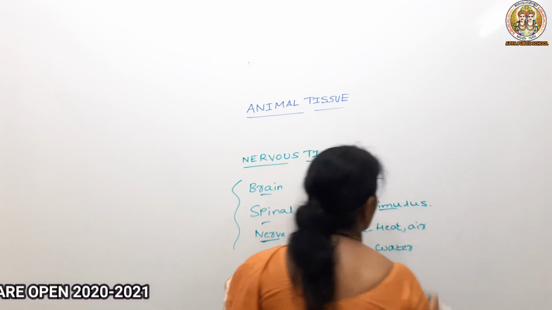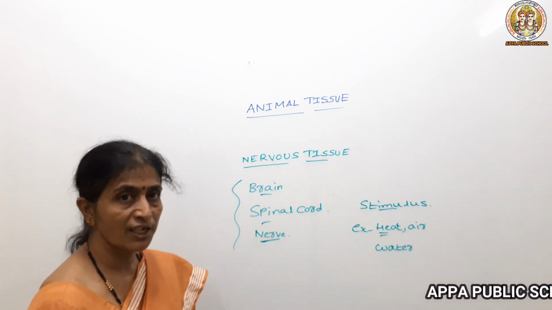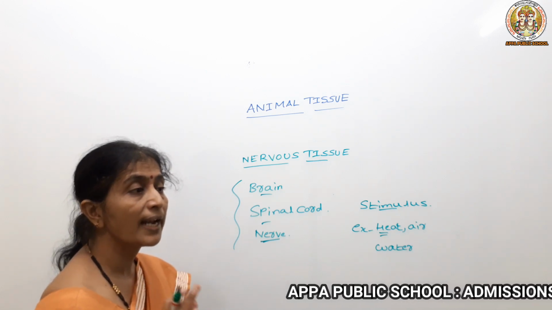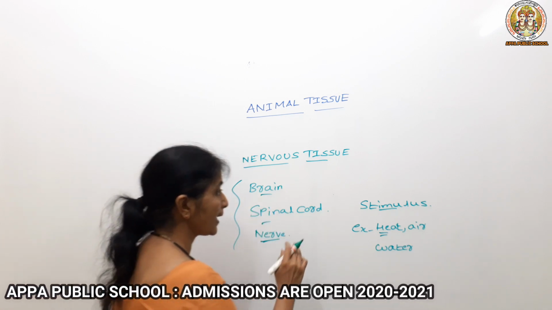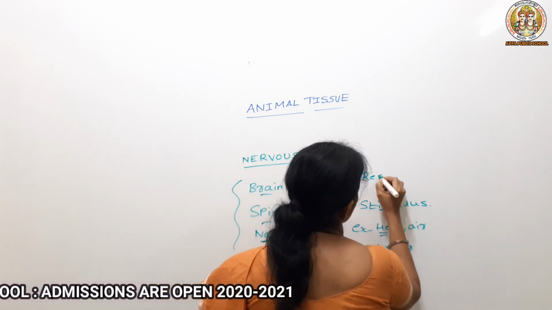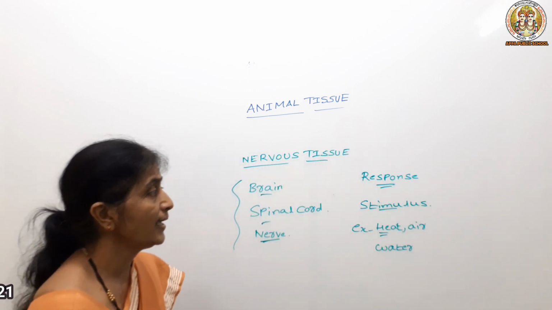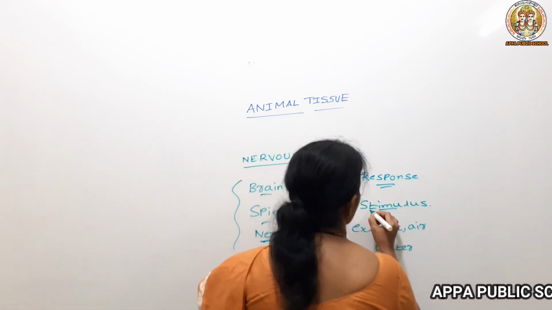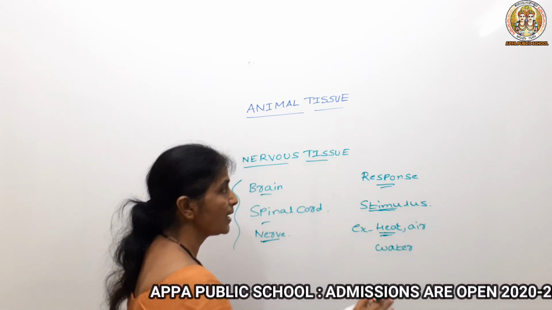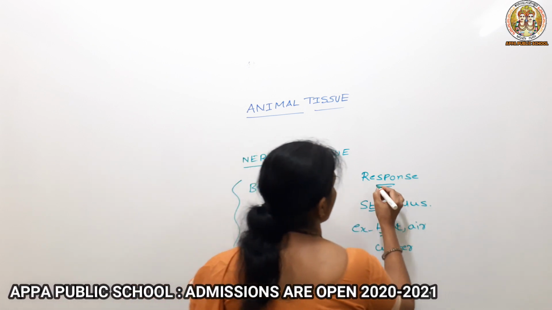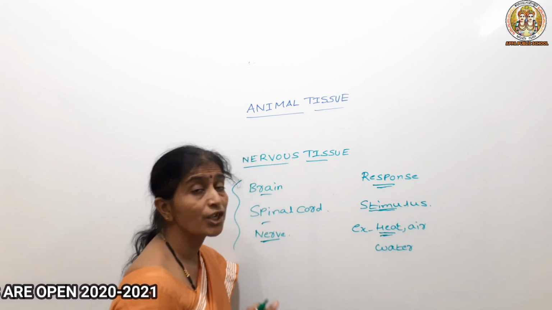For example, when we touch any hot object, within a fraction of a second we remove our hand. Who tells us to remove our hand within a fraction of a second? That is the response which is given by our brain. The stimulus here is heat. When we touch any hot object, immediately, within a fraction of a second, we get the response to remove our hand.